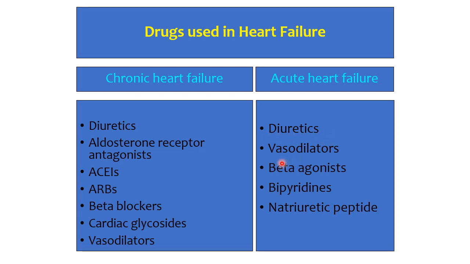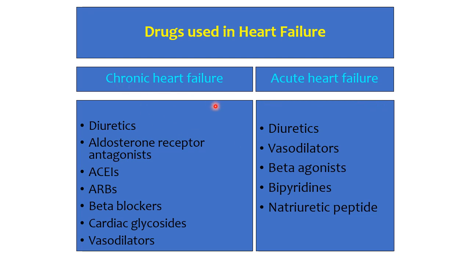And diuretics, vasodilators, beta agonists, bipyridines, which are also positive inotropic drugs, and natriuretic peptides. These are the drugs that can be used in the management of acute heart failure. That is the emergency management that would occur in a hospital setting.